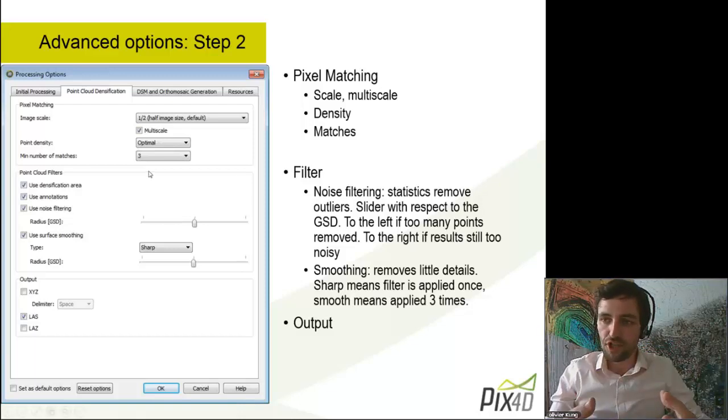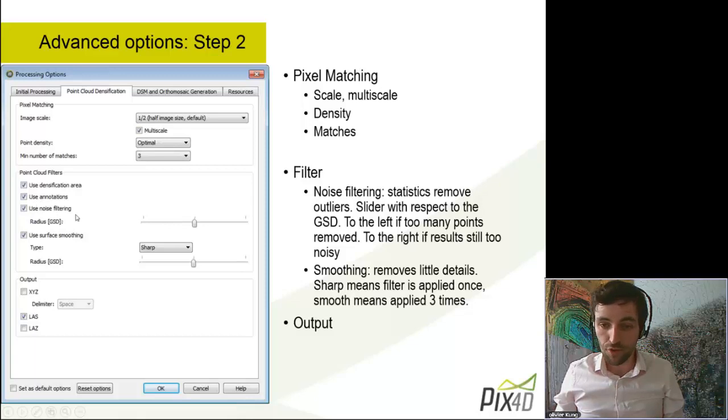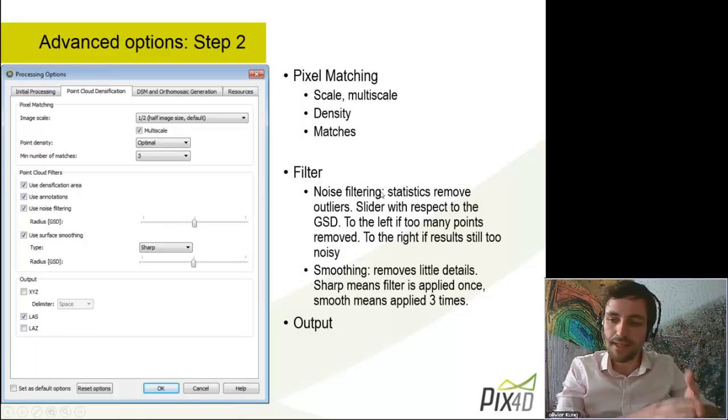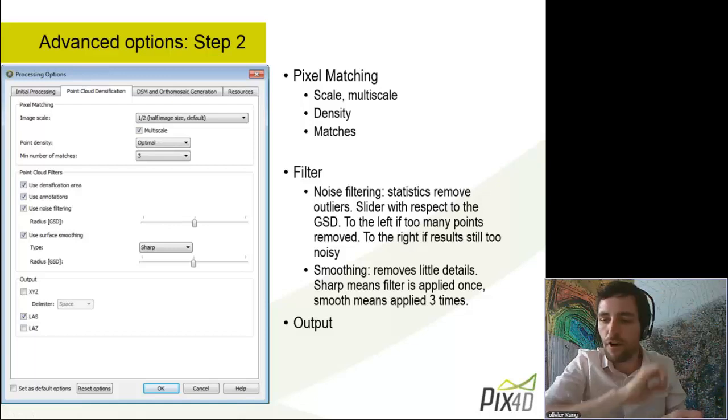After the point clouds have been generated, we're going to filter them to potentially improve the accuracy and improve also the visual look of them. There are by default two types of filters applied. The first one is the noise filtering, and the second one, the surface smoothing. So the noise filtering is basically going to make statistics on the points and try to detect when a point is too far away from the others.